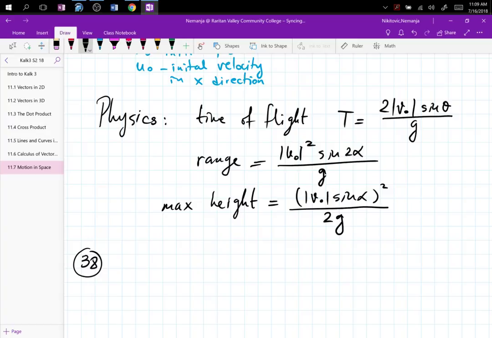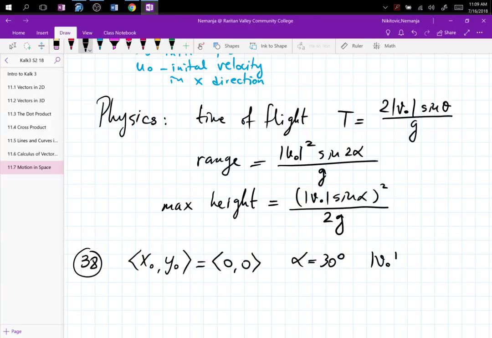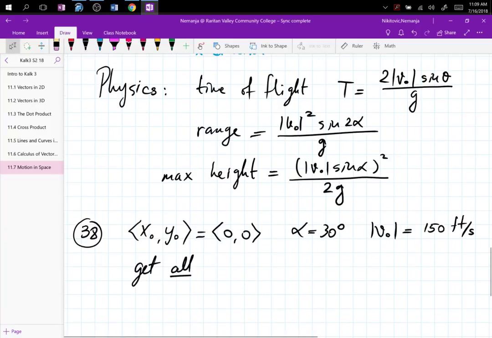So a golf ball has initial position x0, y0 as 0, 0. When it is hit at the angle alpha of 30 degrees with the initial speed of 150 feet per second. I'll just say get all. All right.